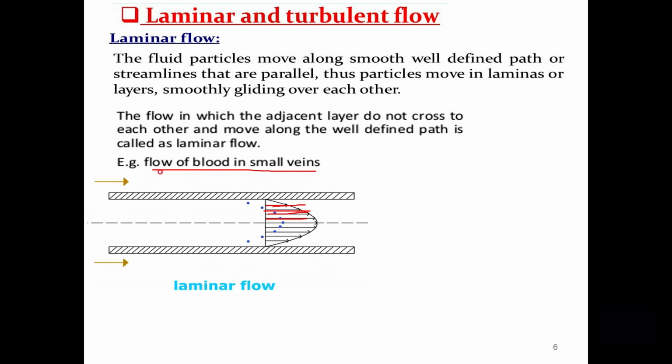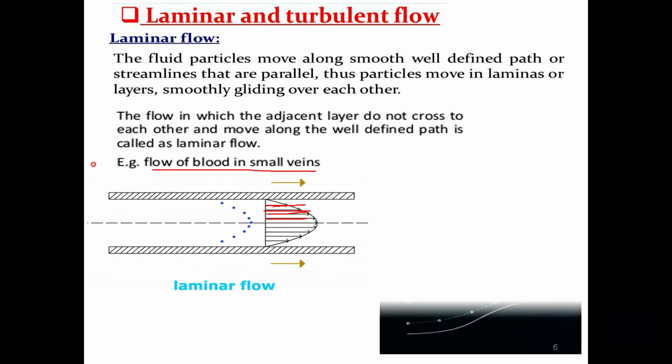So the blood particles will be moving in a well defined path. They will not be rushing, they will not be crossing each other, those layers. So that particular flow we call a laminar flow.